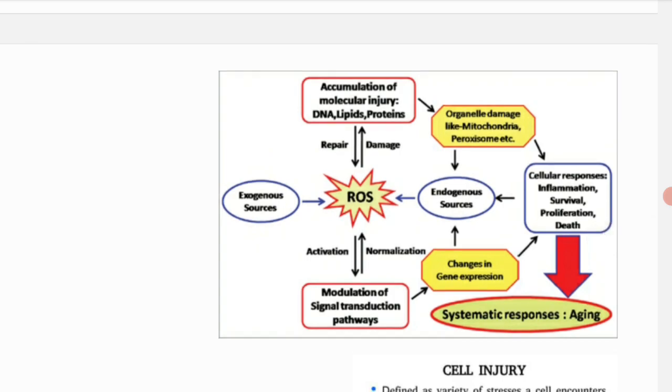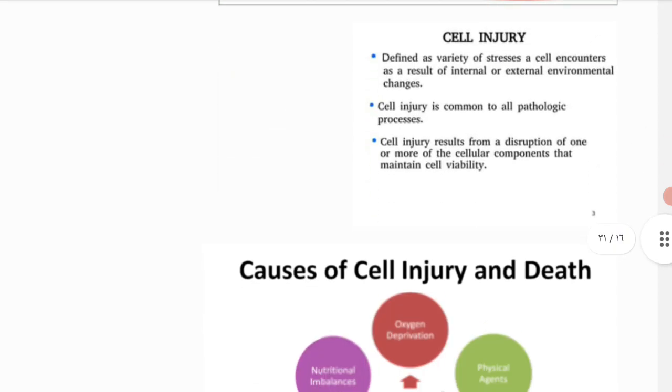Now we have how ROS affect or lead to aging. As you see, accumulation of damaged molecules like DNA, lipid, and protein, or the presence of exogenous or endogenous sources, all these lead to signal transduction pathways and an increase in gene expression, and this causes inflammation, cell death, and aging. So, another lecture.